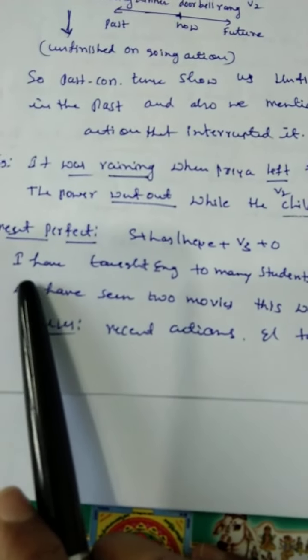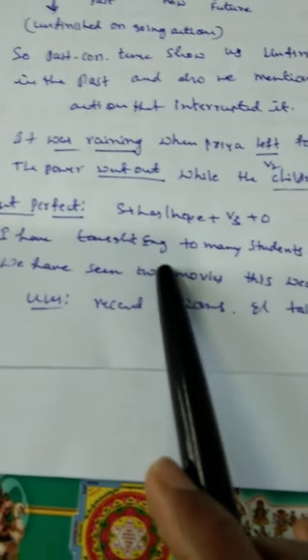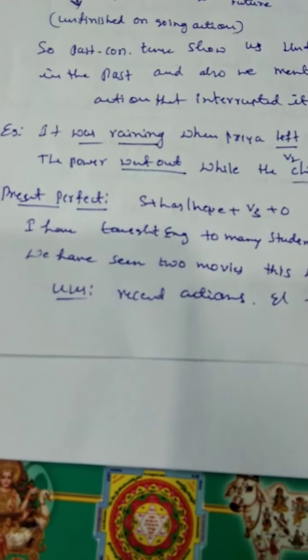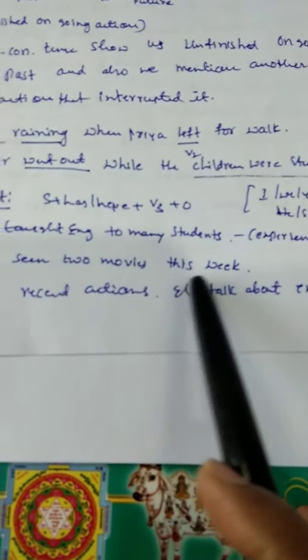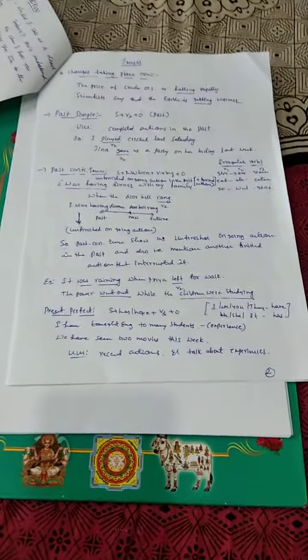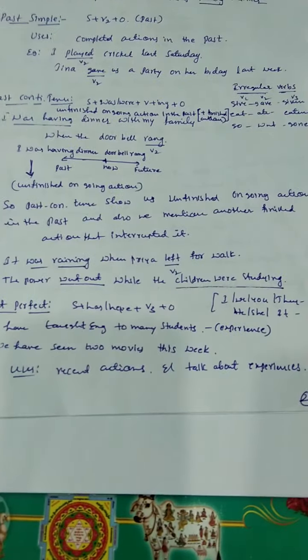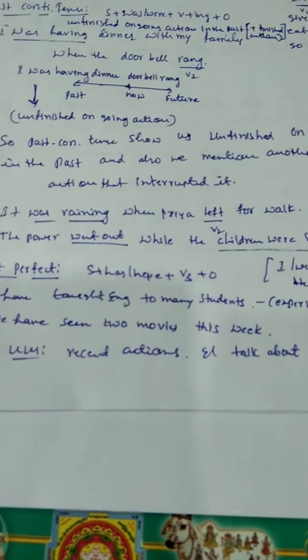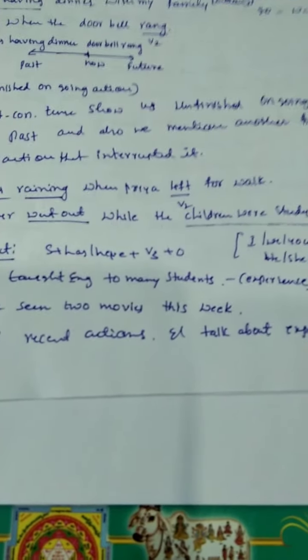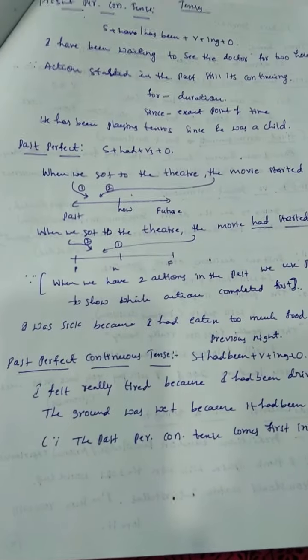Examples I have given: I have taught English to many students. This is an experience. We have seen 2 movies this week. What are the uses of the present perfect tense? We use this present perfect tense for recent actions, for example, if the action is completed just now. If the action is completed recently, we have to use this present perfect tense, and also to talk about experiences.